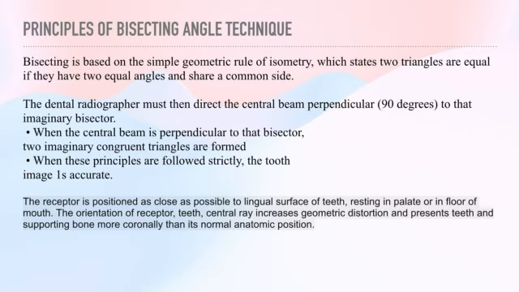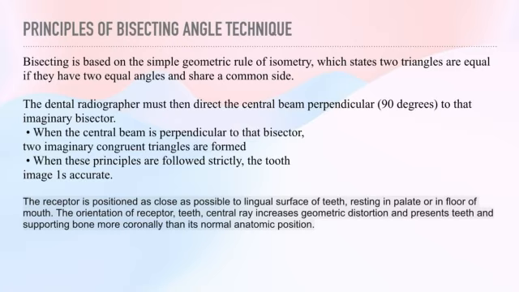The receptor is positioned as close as possible to the lingual surfaces of the teeth, resting in the palate or in the floor of the mouth. The orientation of the receptor to the central ray increases geometric distortion and presents teeth and supporting bone more coronally than their normal anatomic position.